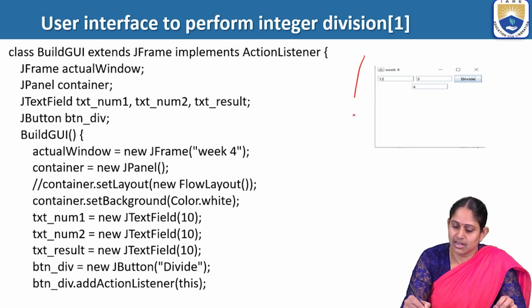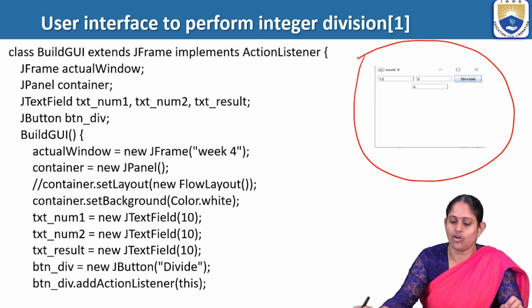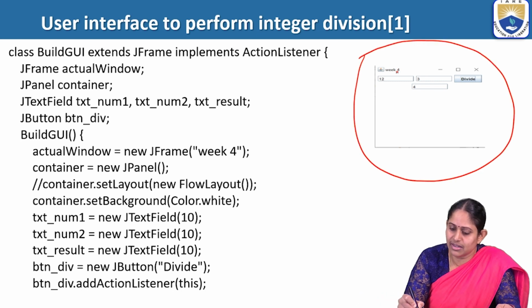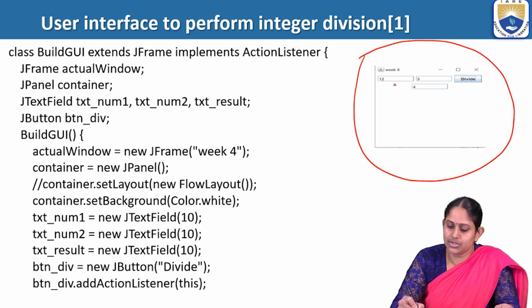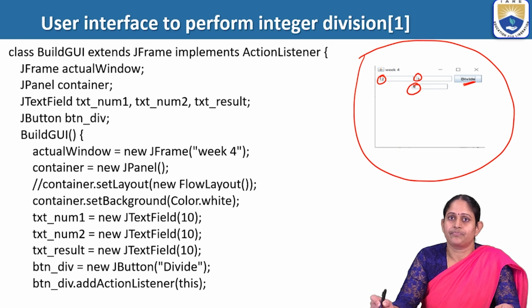So this is how the output will look. Here we are developing a swing program which will take two inputs. These two inputs are divided when we click on the divide button, and its result will be displayed in the result field. So this is what we are going to develop.